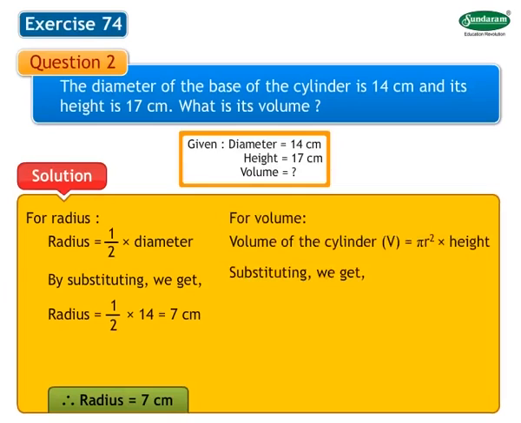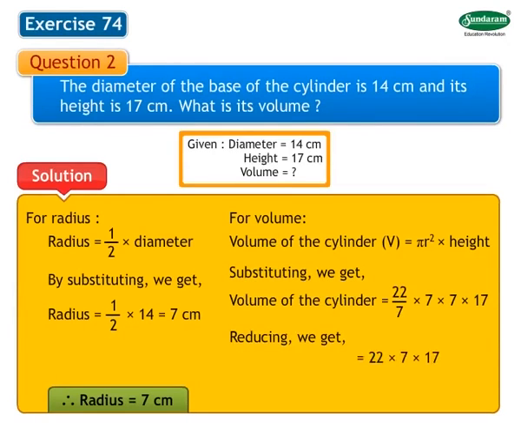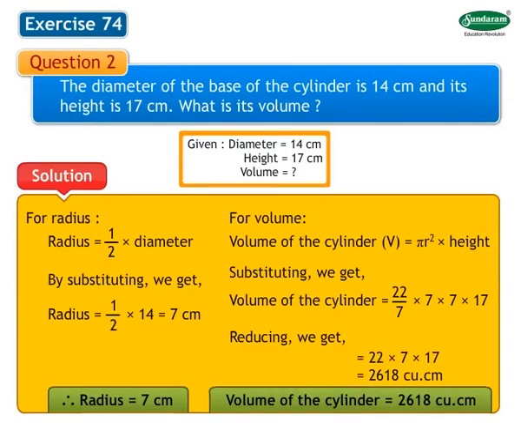Substituting, we get volume of the cylinder is equal to 22 upon 7 into 7 into 7 into 17. Reducing, we get volume is equal to 22 into 7 into 17, which is equal to 2618 cubic centimeter. Volume of the cylinder is equal to 2618 cubic centimeter.